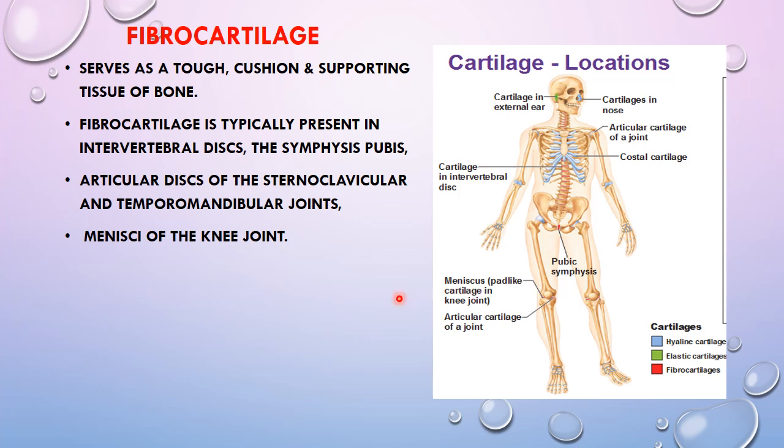The fibrocartilage. The fibrocartilage is present in the intervertebral discs, the symphysis pubis, the sternoclavicular joint, the temporomandibular joint, and the menisci of the knee joint. So it serves as a tough cushion and supporting tissue of the bone.